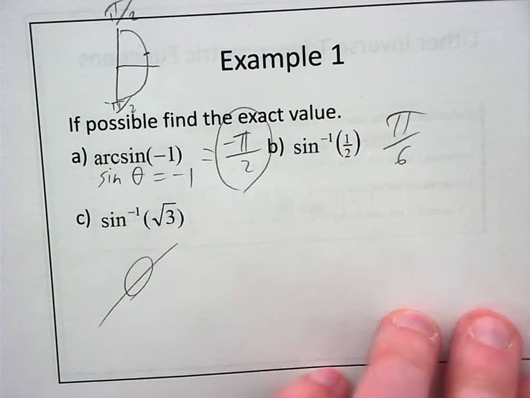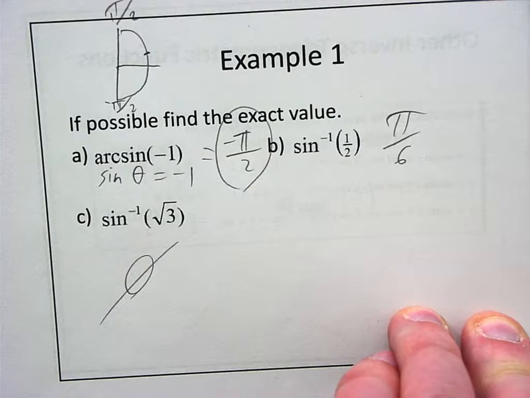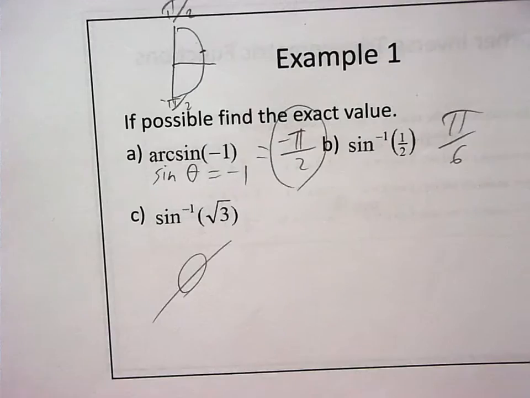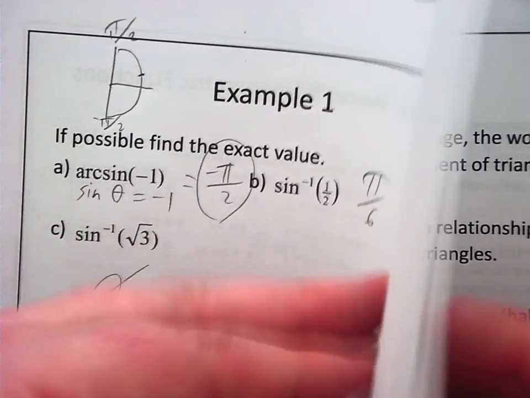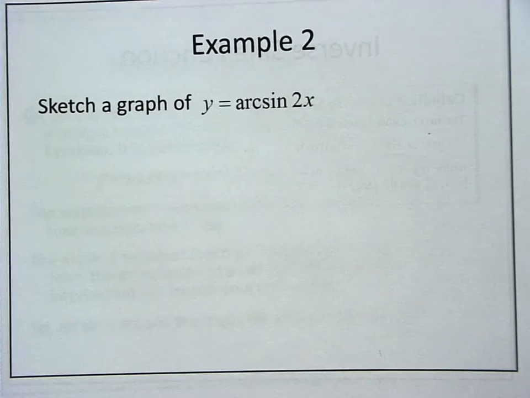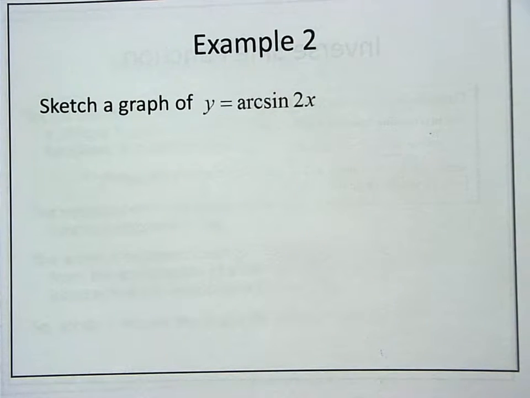Questions on those? All right. Yeah, undefined, or I usually just draw the empty set, same difference. Either way. What about this? If I want to sketch a graph of y equals the arc sine of 2x, how's that 2x going to affect the graph?